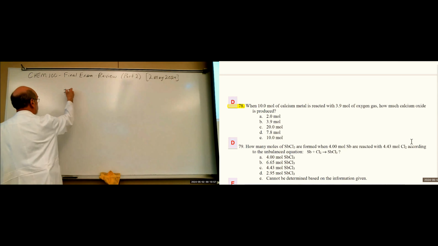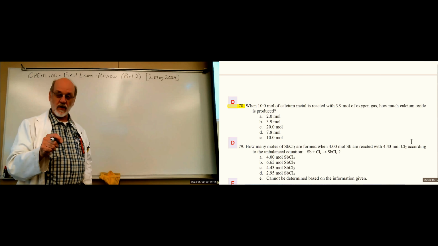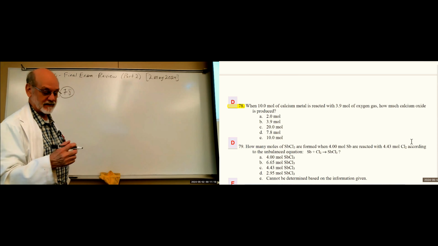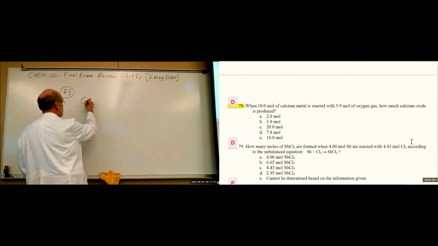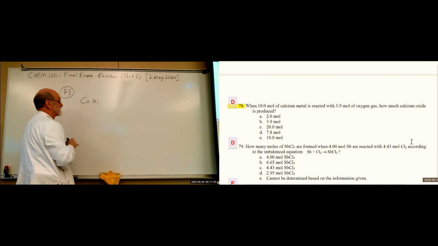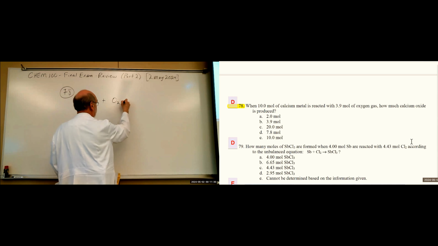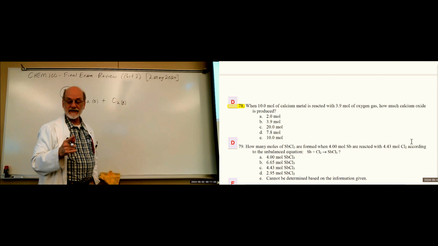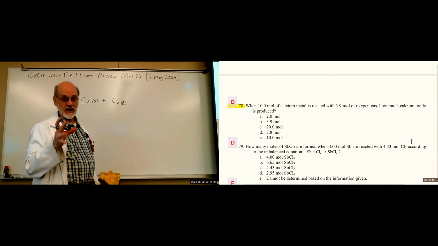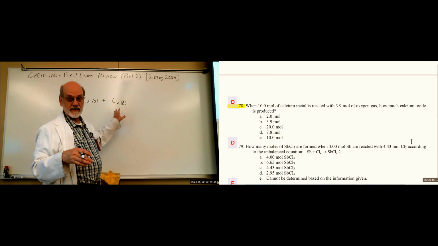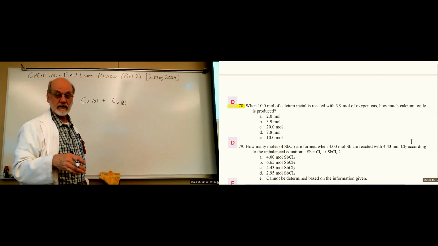All right, this problem tells you what the reactants are and what the product is. Calcium metal, that's a solid. Oxygen gas. This is where you have to remember the diatomic elements. It just says oxygen gas. If you write O, then you can't balance the equation. You have to have O2.